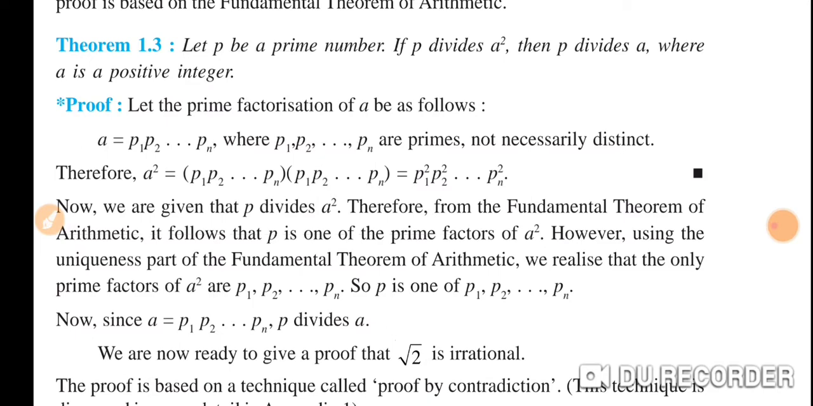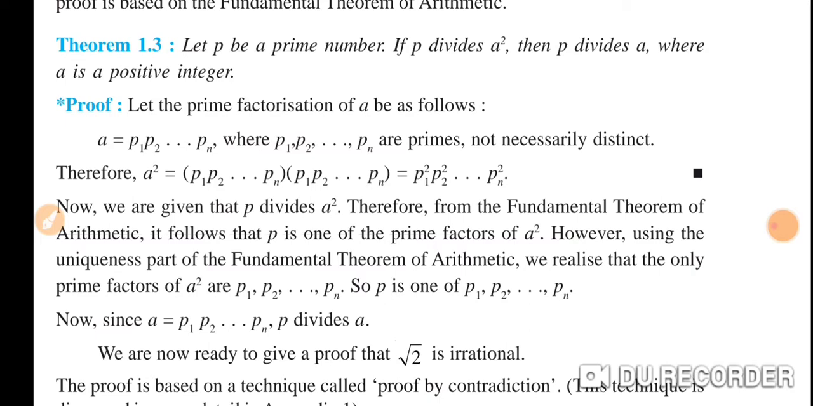A rational number can be expressed as P upon Q, where generally P and Q will be co-prime numbers, meaning they will have one and only one as a common factor. They will not have any other factors in common. Such numbers you call rational numbers. But an irrational number cannot be expressed as P upon Q. In ninth standard, you have already learned this.